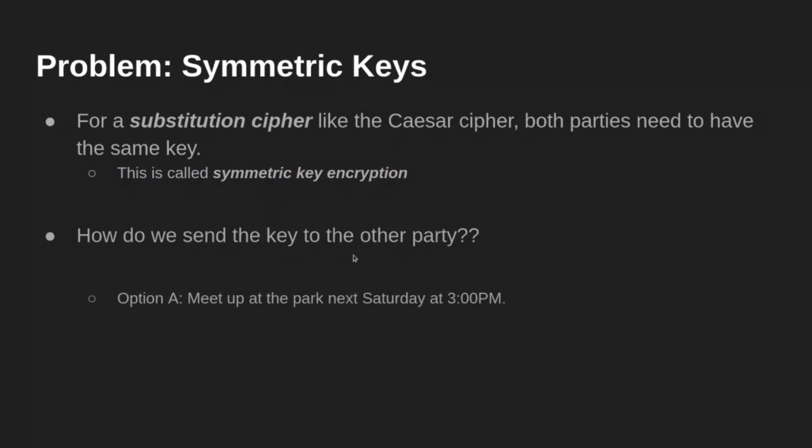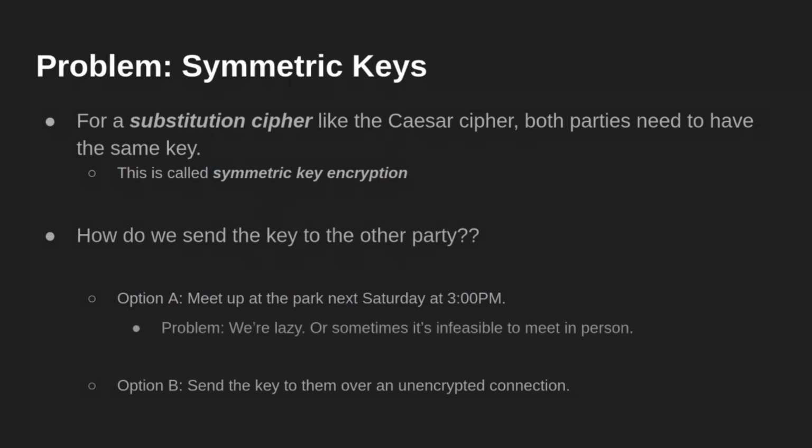Well, option A is to meet up at the park next Saturday at 3 p.m. And option B is to send the key to them over an unencrypted connection. Well, the problem with option A is that we might be lazy and we don't want to meet up at the park. Or sometimes it's actually just impossible to meet up with a person if you are on opposite sides of the earth. And the problem with option B is that eavesdroppers can just get the key while it's in transit and then use it to decrypt our messages.